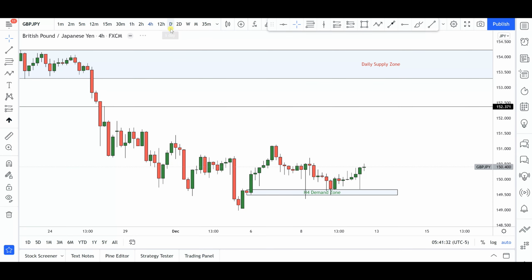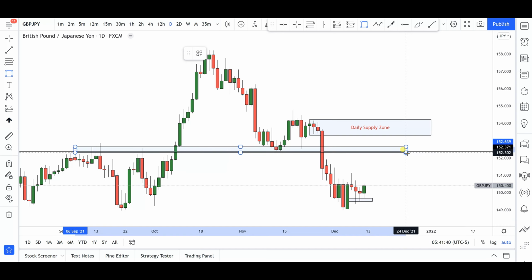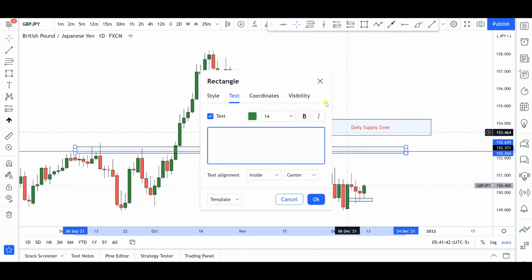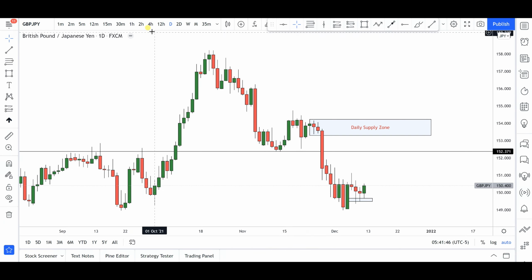But again, if we look into the daily time frame, you see that we have a supply zone in this area, and I also told you guys that this area right here, in my own opinion, is also quite significant. Okay, so markets can easily react from that particular level. But let's see what happens now.